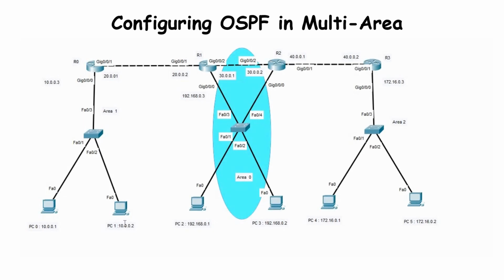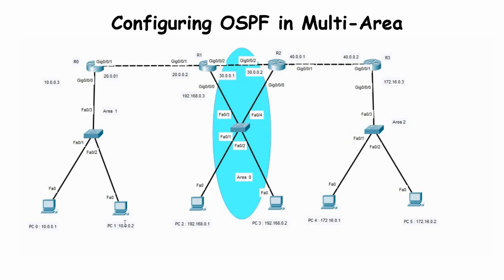Now let us go and configure multi-area in OSPF. In the given example, router R1 and R2 belong to area 0, while R0 belongs to area 1 and R3 belongs to area 2. No IP configuration has been done on any of the devices. So we'll go ahead and configure IP addresses.